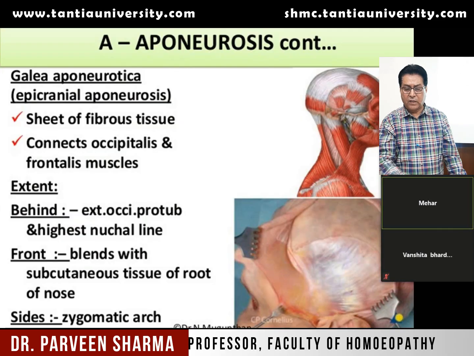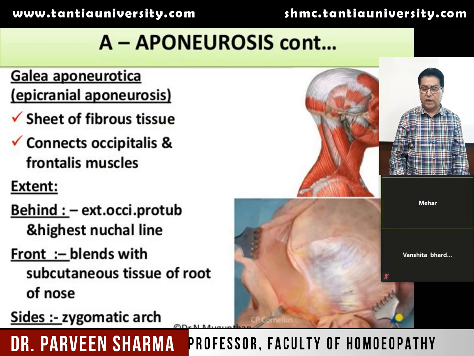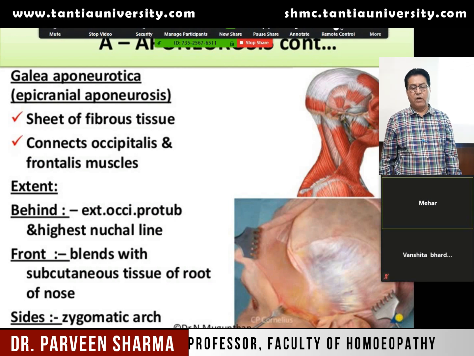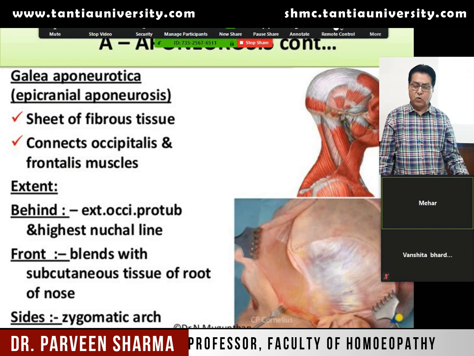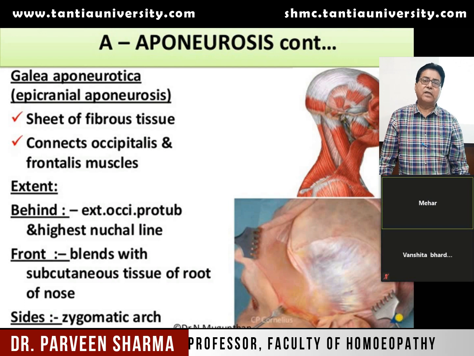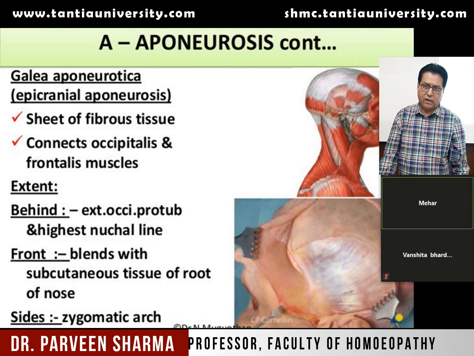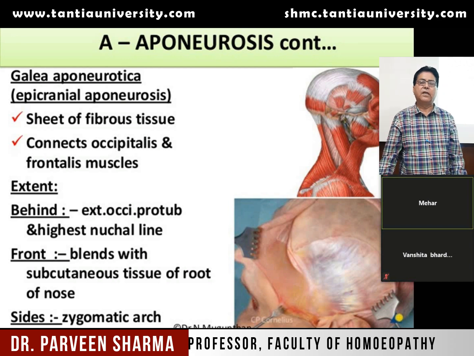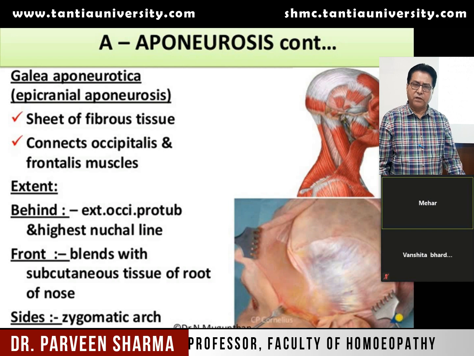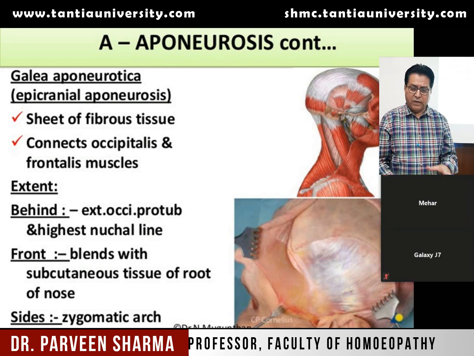Next, after this third layer, we have loose connective tissue. Below this third layer, the next layer is the loose connective tissue. So loose connective tissue, as the name indicates, is loose tissue, but this layer is again very important. This is known as the dangerous layer of the skull. Why do we call it the dangerous layer of the skull? Because this layer contains emissary veins. So you must know what emissary veins are. Emissary veins are those veins.